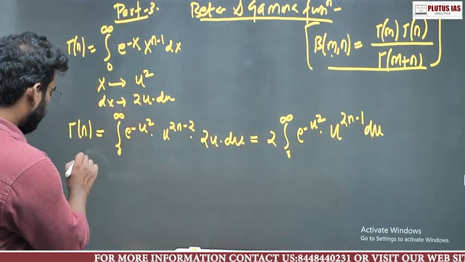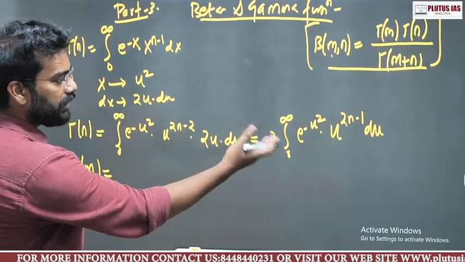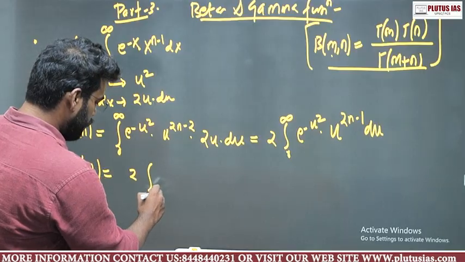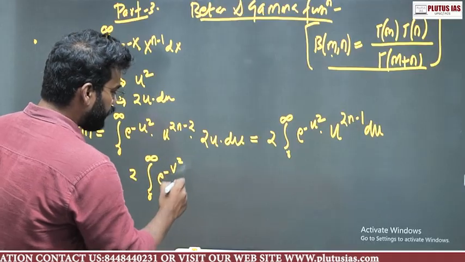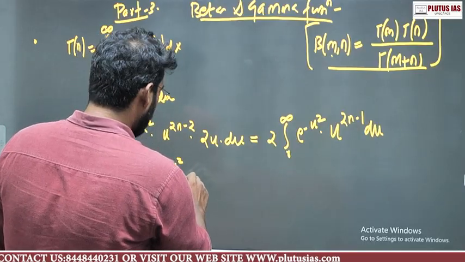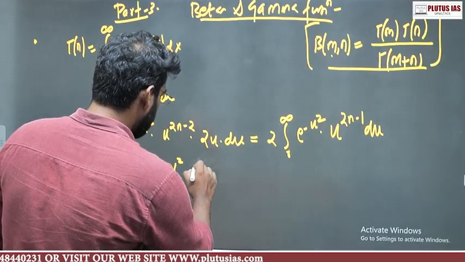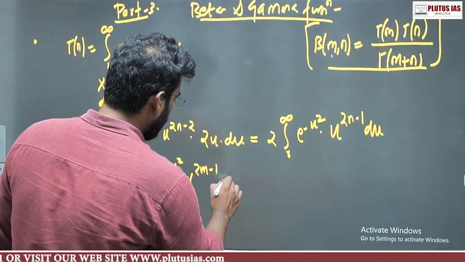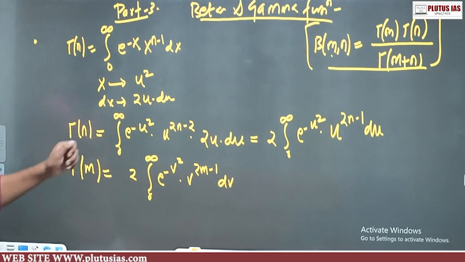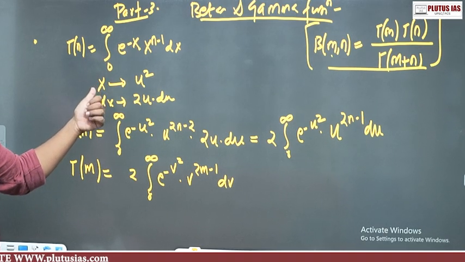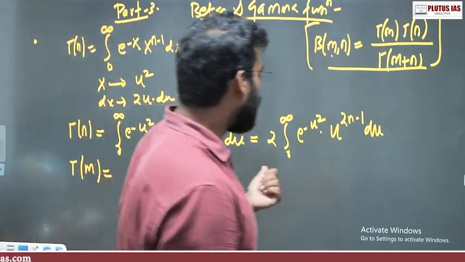Similarly for gamma m, just replace the independent variable by another variable, say v. So e to the power minus v square, v to the power 2m minus 1 dv. So this is gamma n and this is gamma m after replacing x by u square.